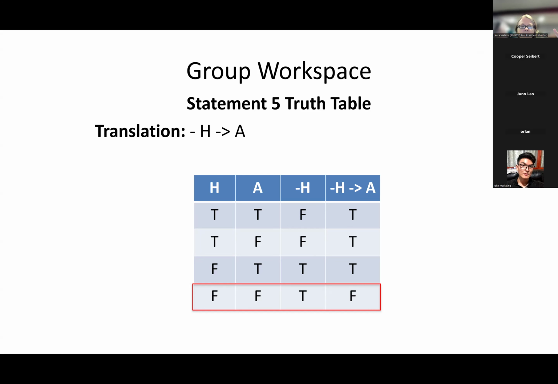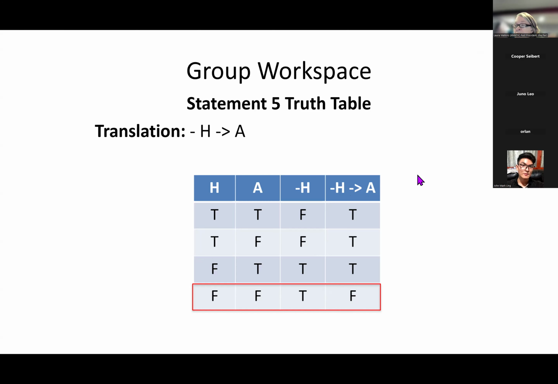Okay? So the only way that our original statement is not true is if the tool is not the hammer and Alice is guilty. So the only way this statement is not true is if it's not the hammer and Alice is guilty. So does that make sense? Yeah. So okay.